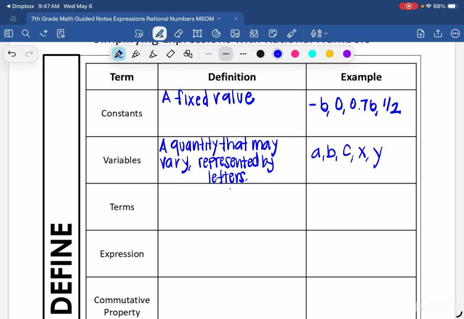The next term, variables, is a quantity that may vary. It's often represented by letters in expressions. It could be A, B, C, X, Y are common variables you may see, but really any letter that represents a quantity that can vary is a variable.